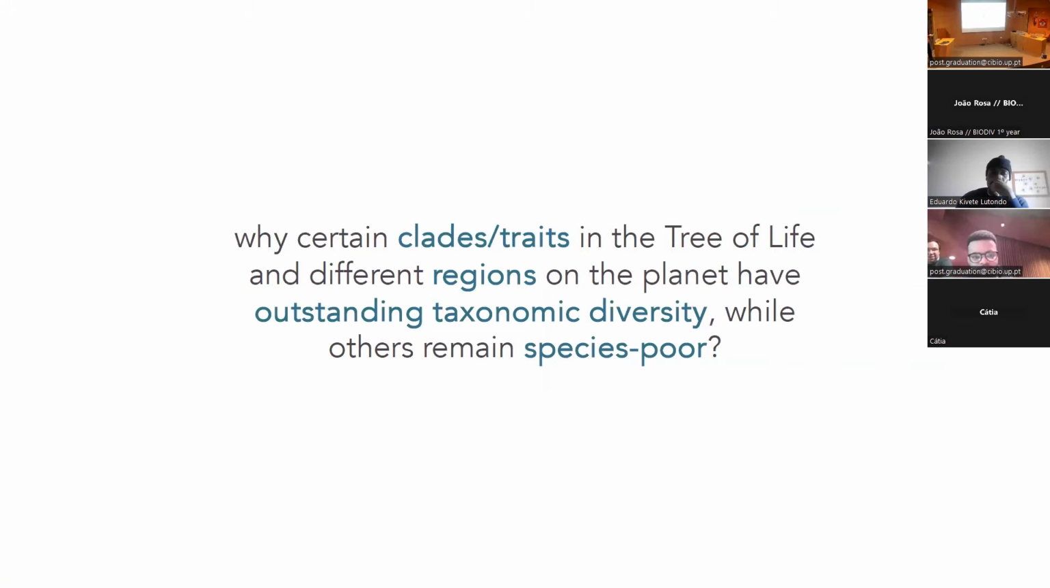These types of richness patterns have led many ecologists and evolutionary biologists to one central question: why do certain clades or traits in the tree of life, and different regions on the planet, have outstanding taxonomic diversity, while others remain species poor? This is more or less my main motivation up to this point, to identify traits that can help us better understand these patterns.